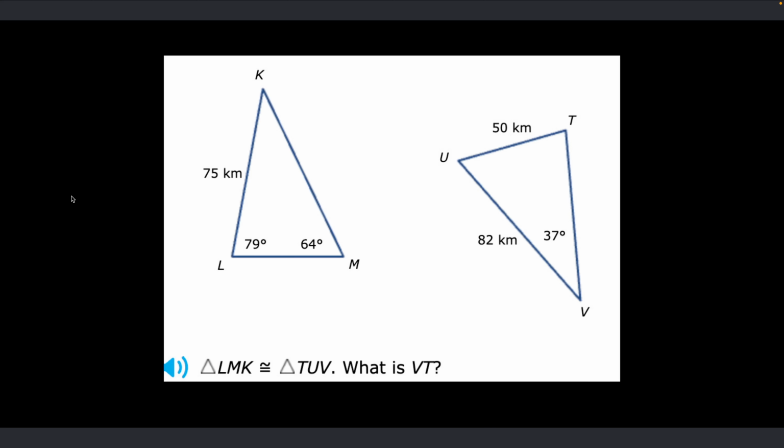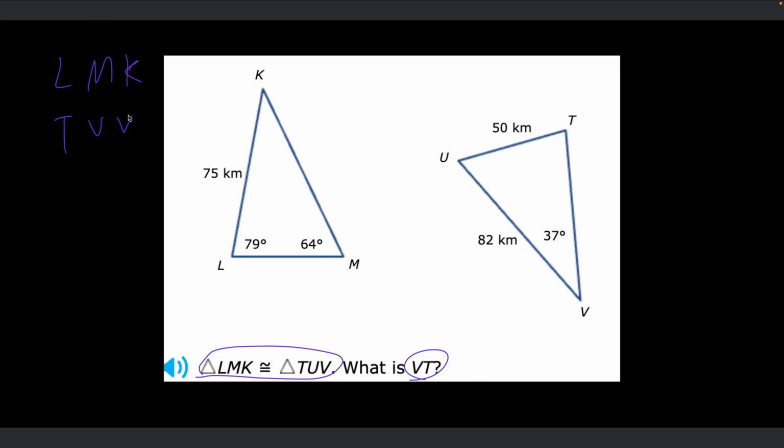Here we go. For this problem, they give us a congruent statement. It says triangle LMK is congruent to triangle TUV. When they give you the congruent statement, hopefully you remember from the last lesson, this makes it kind of easy because I know that LMK matches with TUV. And the problem asks me, what is VT?